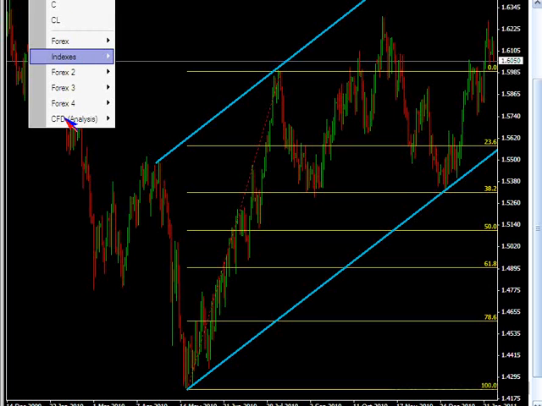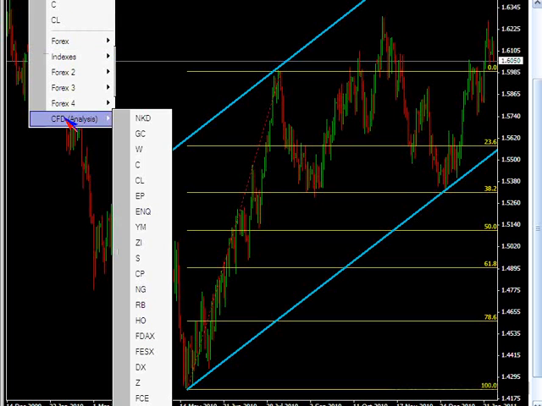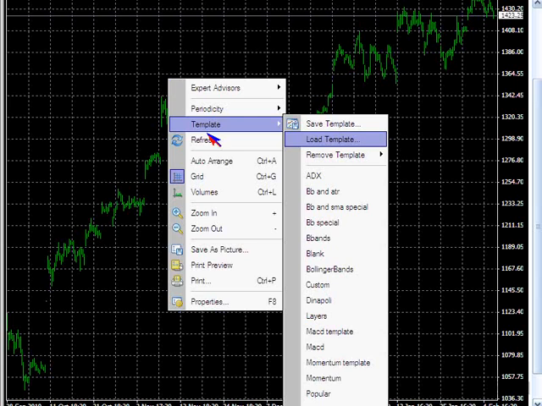What is the symbol for silver? I almost never use it. Does anybody know offhand the symbol for silver? YM is a Dow. CL is crude oil. That's the Nikkei. Is it silver's S? I hardly ever watch silver.